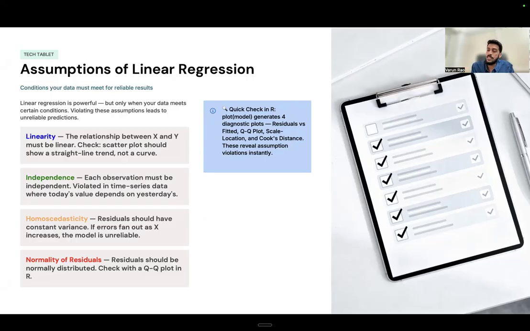Okay, so this is the first, linearity. The second one is independence. The third one is homoscedasticity. And the fourth one is normality of residuals.